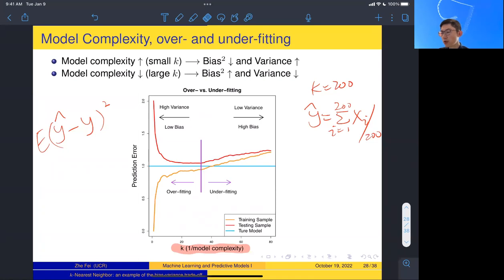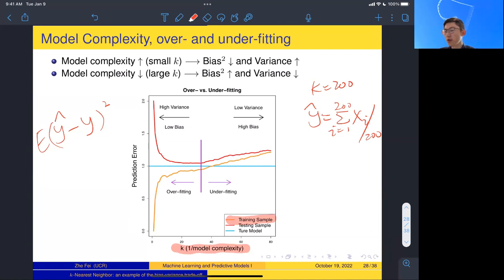First, the orange curve corresponding to the training samples, as indicated here. What we see is that as we increase model complexity, the prediction error always goes down for the training sample, and that is what we have seen earlier as well. For k equal to 1, essentially you have the lowest prediction error on the training sample.